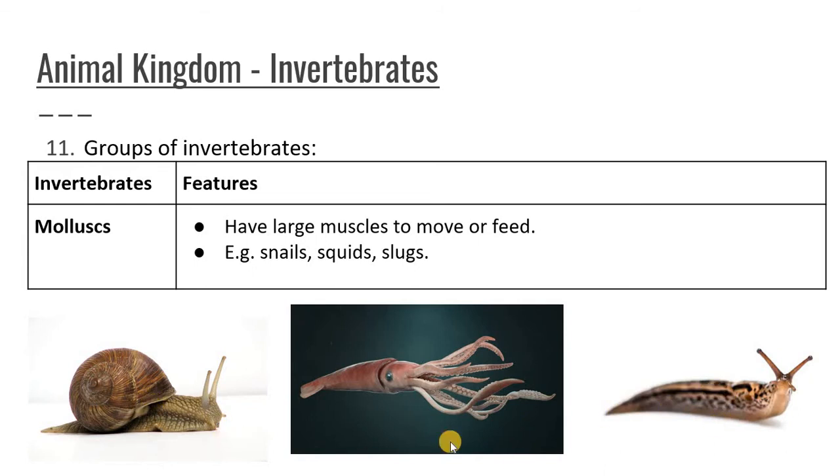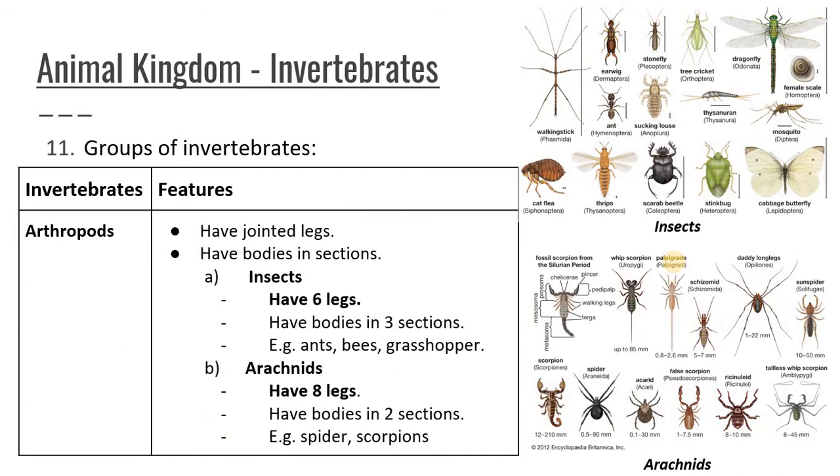If you notice, slugs are quite similar to snakes, but why aren't snakes considered invertebrates? The reason is that the snake has a backbone, whereas a slug does not have a backbone. Again, a reminder: vertebrates are animals that have a backbone and skeleton, whereas invertebrates are animals that do not have a backbone. The third group of invertebrates that we'll be looking at is the arthropods.